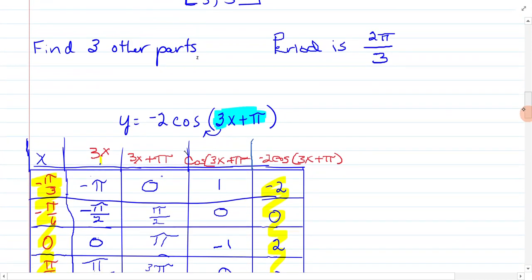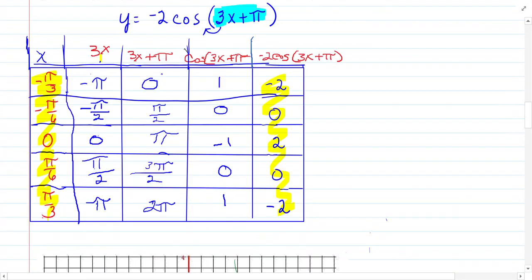And you'll find the other 3 parts. So negative pi over 3 to pi over 3. What's halfway between those two is 0. What's halfway between negative 1/3 and 0 is negative 1/6. And between 0 and 1/3 is 1/6. So you have x, then you have 3x, then you have 3x plus pi, then you have cosine of 3x plus pi, and finally you multiply by negative 2.